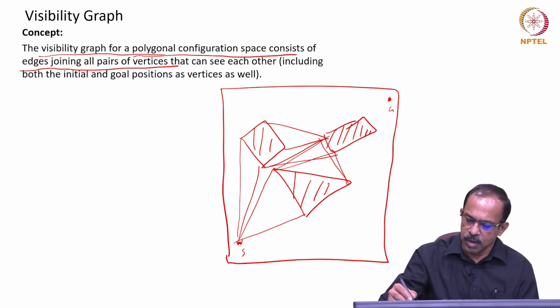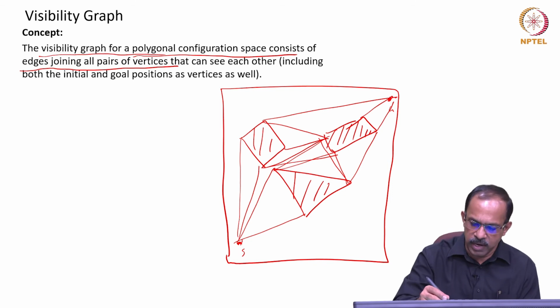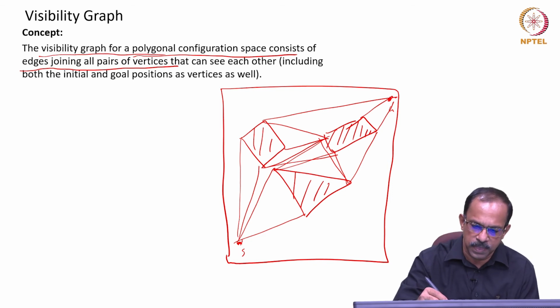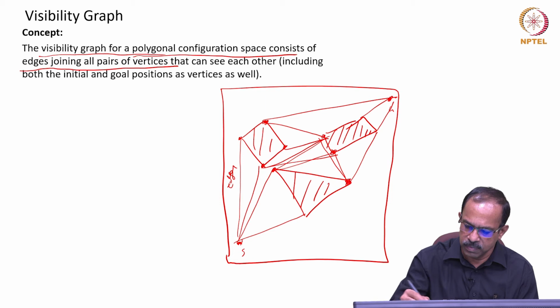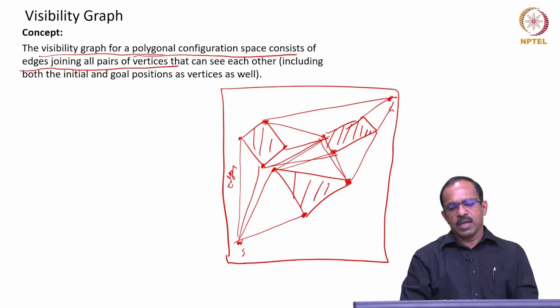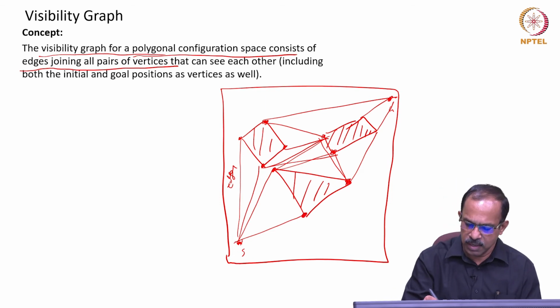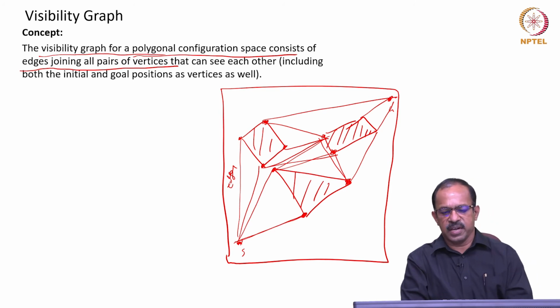There are multiple ways in which it will be seeing. So it can actually see this one. Similarly, this also can see here. So now I'll connect, these are all the edges. These are all the edges connecting the vertices which can each see each other. These are the vertices. So these are all the edges that can connect.